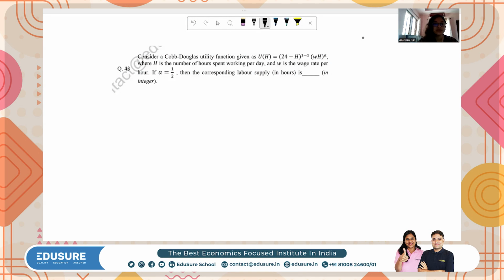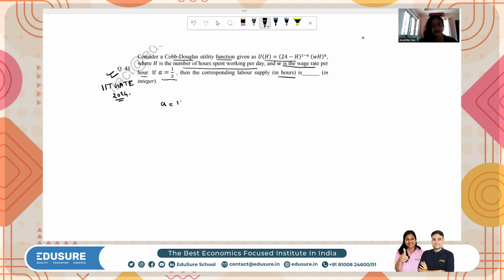Okay. Hi everyone. So this is question number 43 from IIT GATE 2024. So it says, consider a Cobb-Douglas utility function, which is given as this, where H is the number of hours spent working per day and W is the wage rate per hour. It is given to you that A is half, then the corresponding labor supply in hours will be.